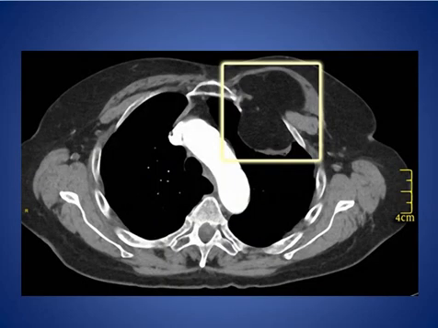Here is another rare example, a lipoma involving the chest wall, giving the appearance of a figure of 8 or hourglass shaped mass.